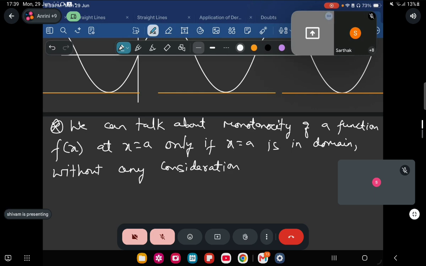Yes, tell me, Sarthak. For a monotonous function, there will be no maxima and minima, right? Will there be any maxima or minima? No. If the function is monotonically increasing or monotonically decreasing, how will you get maxima or minima? Focus.